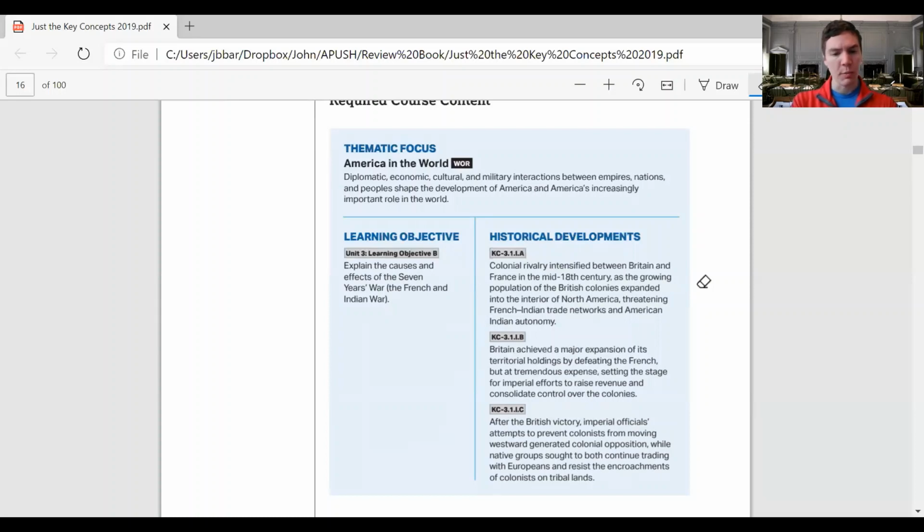We don't need to know about the battles or anything like that, but basically the war takes place. It's the French and Indians versus the British and Indians. Indians are on both sides of the war. The war takes place over 7 years. That's why it's called the 7 Years' War. And eventually the British will win.